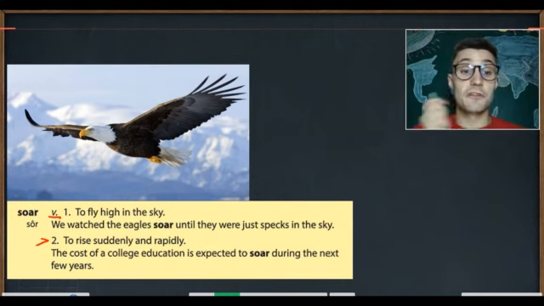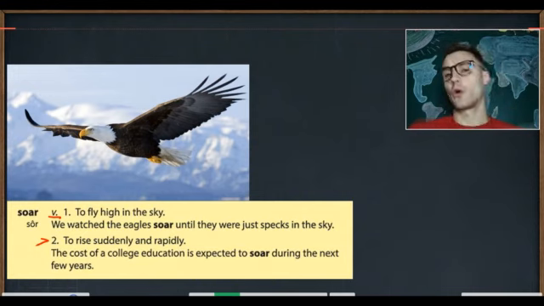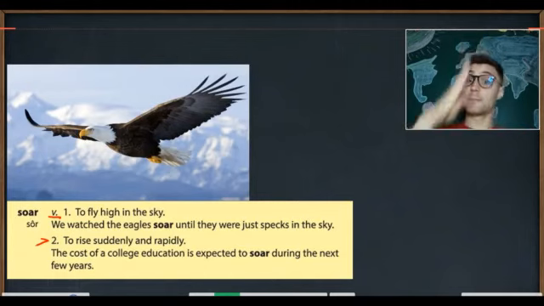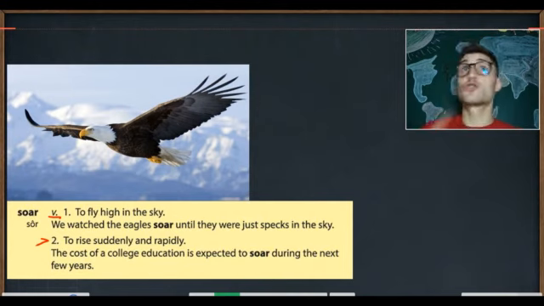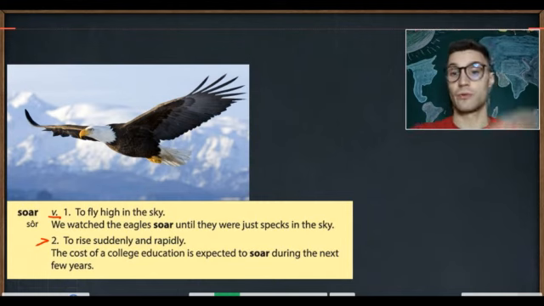The cost of college education is expected to soar during the next few years, is to go up very high and rapidly. So the cost of something can soar. The cost of a new car, the costs of new cars soared recently.